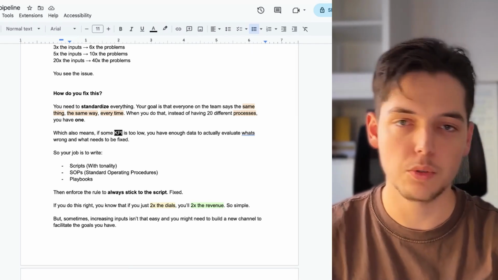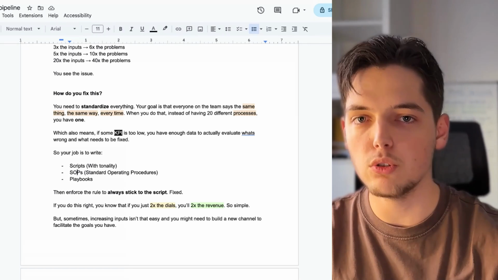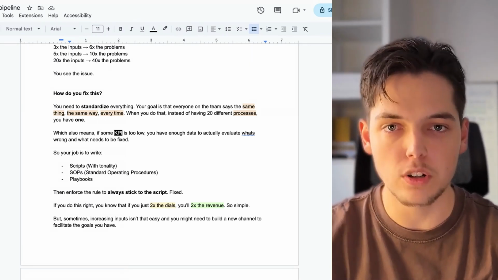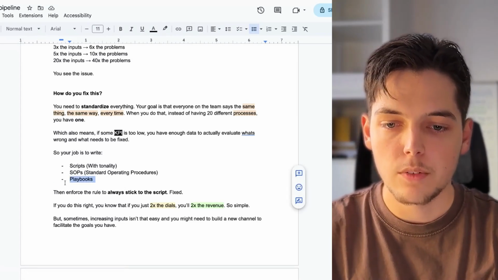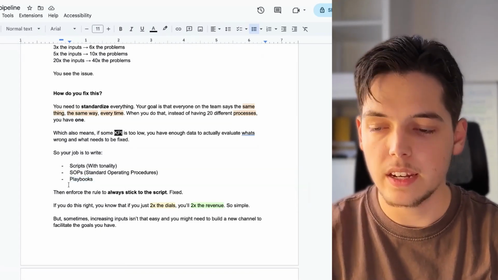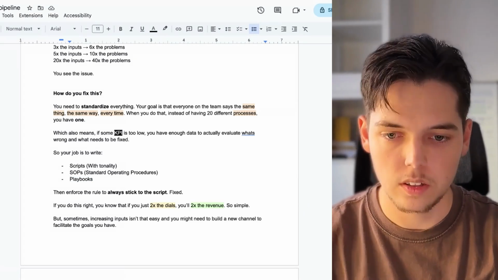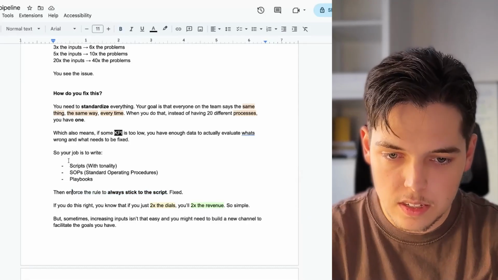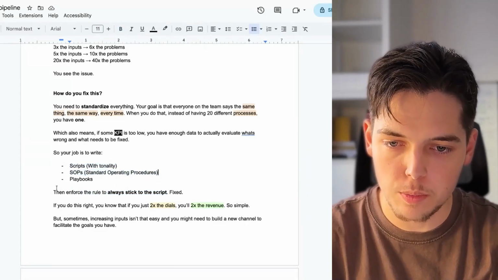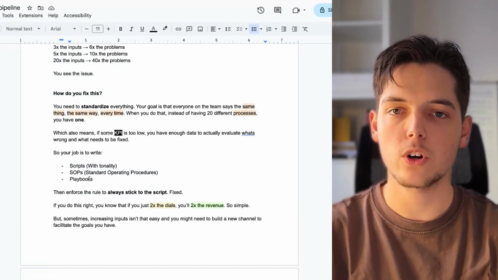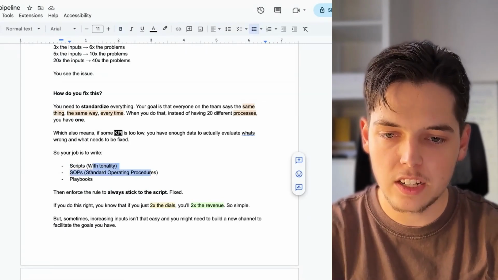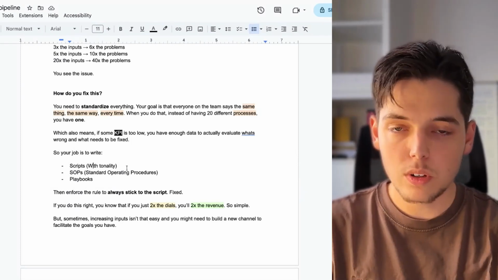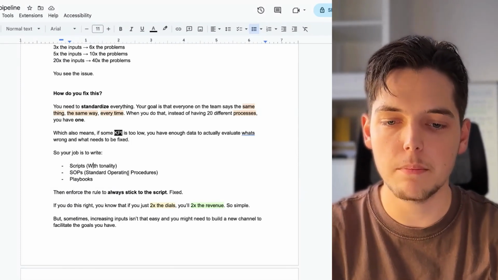Once someone replies to an email, how do you reply back? When do you do it? How do you do it? What template do you use? Where can you find the templates? You have a step-by-step instruction for that as well. Write playbooks for training that everyone reads consistently. And then enforce the rule to always stick to the script. This is the most important part. You write the scripts, you write the SOPs, and then you make it part of your culture to make everyone stick to these things 100% of the time. If they don't, then you can't tolerate that behavior because that messes up everything.